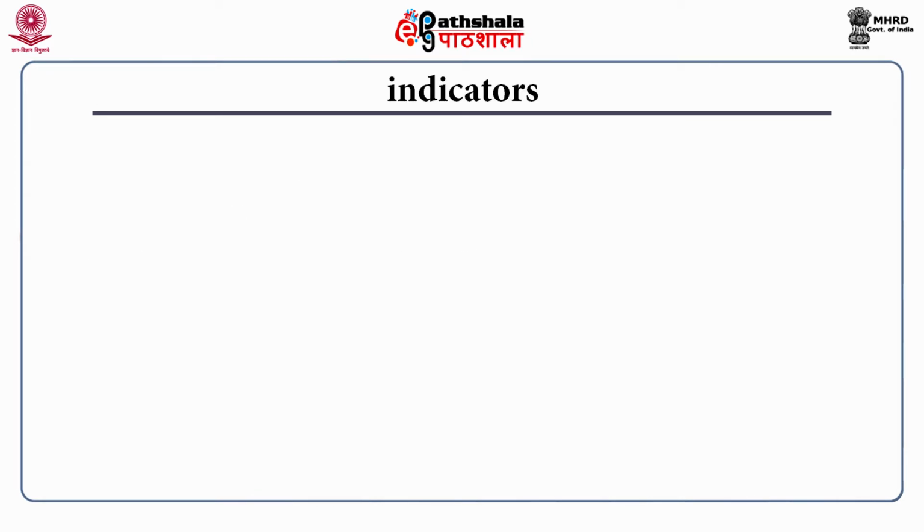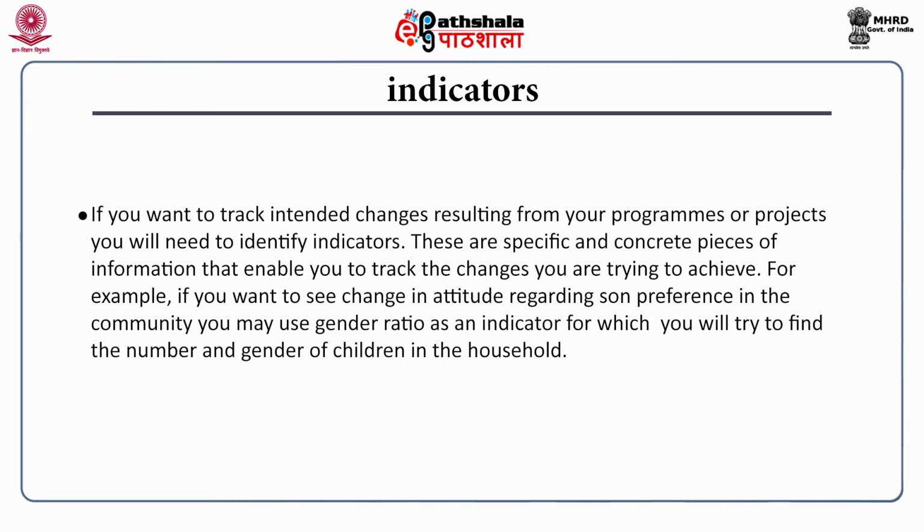What are the indicators? The indicators of change are those changes resulting from your program or projects which you need to implement. These are specific and concrete pieces of information that enable you to track the changes you are trying to achieve. For example, if you want to see change in attitude regarding son preference in your community, you may use gender ratio as an indicator, for which you will try to find out the number and gender of children in the households in your community.